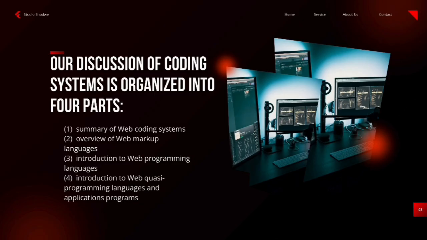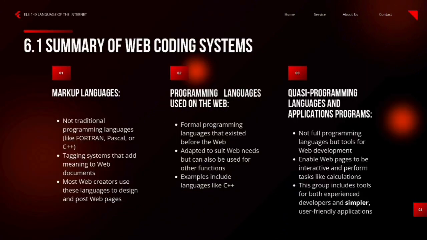Third is the introduction to web programming languages. These are actual coding languages used to make websites function. So examples of these include JavaScript and Python. And lastly, is the introduction to web quasi programming languages and applications. These are tools that help make websites interactive and more advanced, but they are not full programming languages. So, we will go through each of these step by step so you can understand how they work together to create the websites we use every day. So, first, let's talk about the summary of web coding systems.